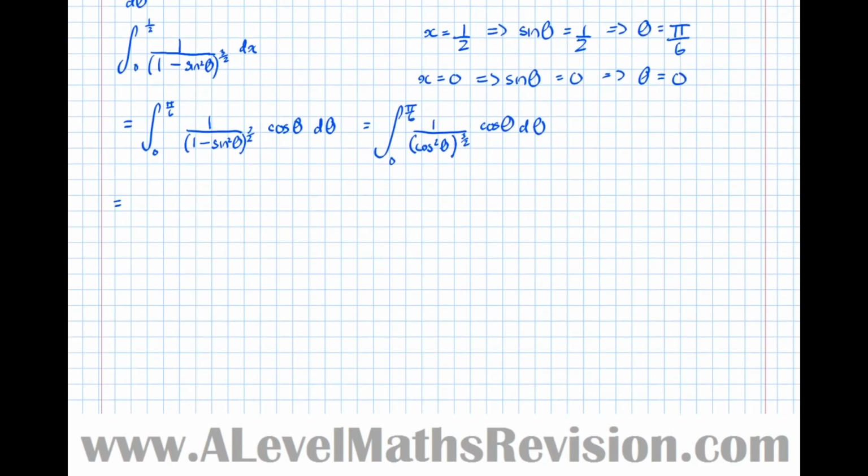Now let's keep on doing this. Equals the integral between pi over 6 and 0 of 1 over, well, multiplying the indices together, as is the rule for these nested brackets, 3 over 2 times 2 is 3. So cos cubed theta times cos theta d theta equals the integral between pi over 6 and 0 of 1 over cos squared theta d theta.